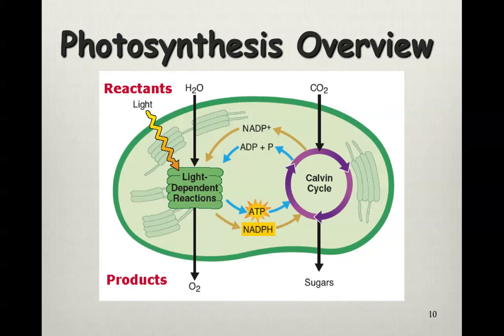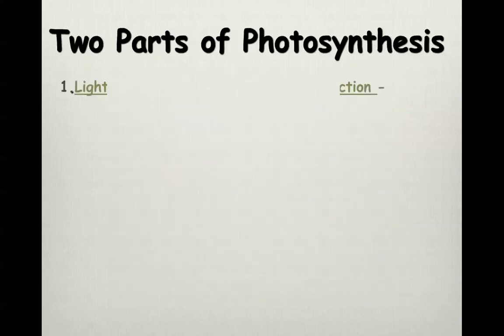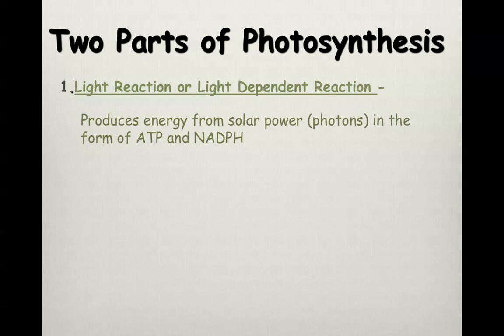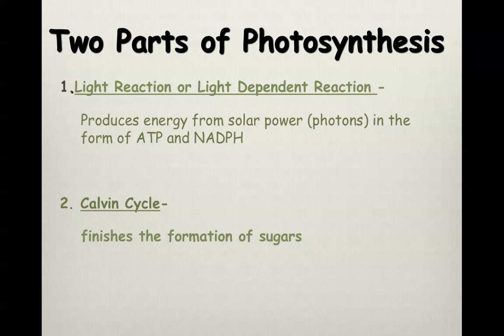And you'll also note the reactants and products. The reactants are light, water, and carbon dioxide, and the products are oxygen and sugar. So what goes in versus what comes out. So the two parts of photosynthesis are the light reaction, which produces energy from solar power in the form of ATP and NADPH. Basically, it makes energy from light, and it holds it in these two forms, ATP and NADPH. The Calvin cycle finishes the formation of sugars using that ATP and NADPH. So it all starts with the sun, goes to the light reaction, and then moves on to the Calvin cycle.